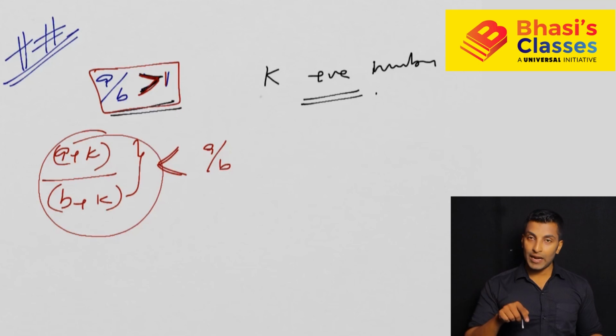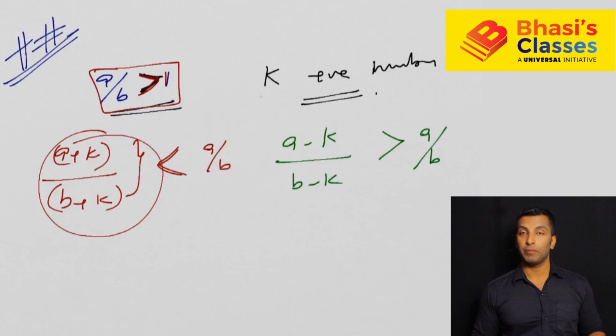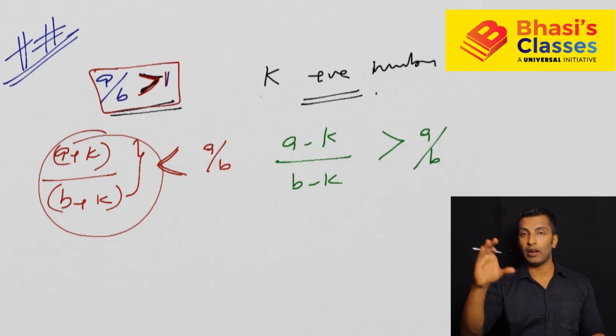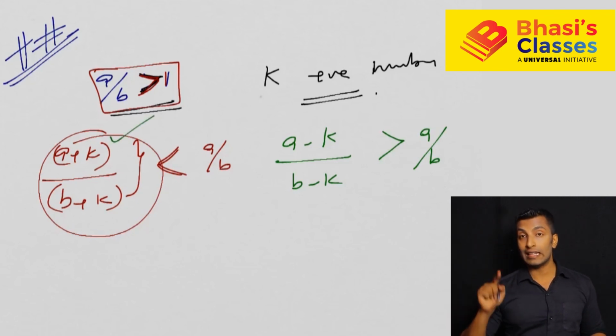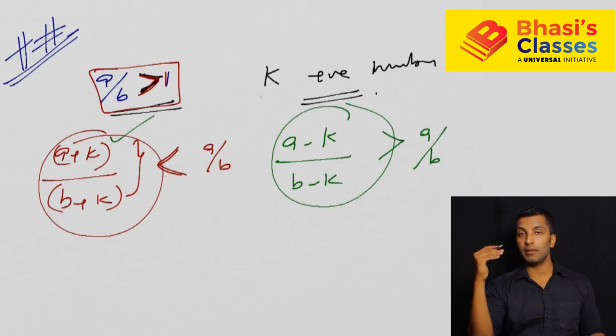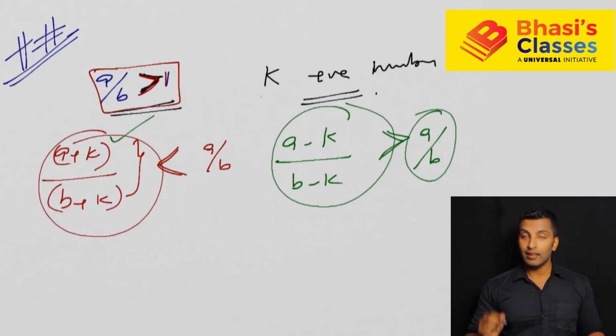Now if you are subtracting, a minus k divided by b minus k, this value will be greater than a by b. So what is the case? The given ratio is greater than 1 and you add any positive number to the numerator and the denominator, then this ratio will always be less than the given ratio. Now, if you subtract a positive number from the numerator and the denominator, but the number has to be the same in numerator and denominator, then that will always be greater than the given ratio.